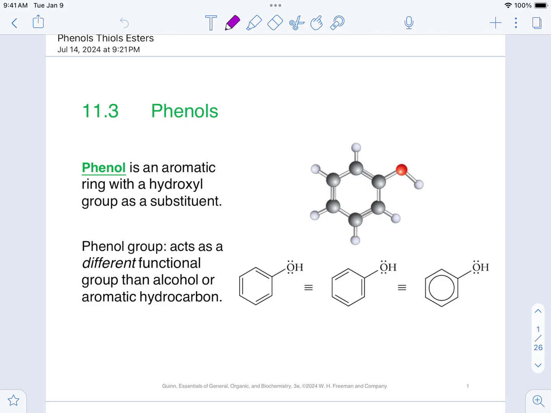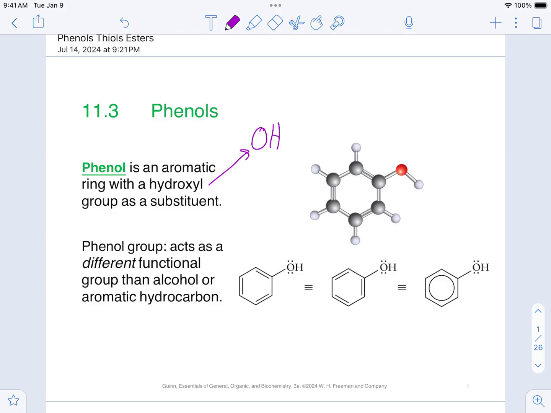This video is on phenols, thiols, and ethers. Starting with phenols. Phenol is an aromatic ring with a hydroxyl group as a substituent. Recall that a hydroxyl group is an O bonded to an H. These are different functionally than an alcohol or an aromatic hydrocarbon. So below you will see examples of phenols.